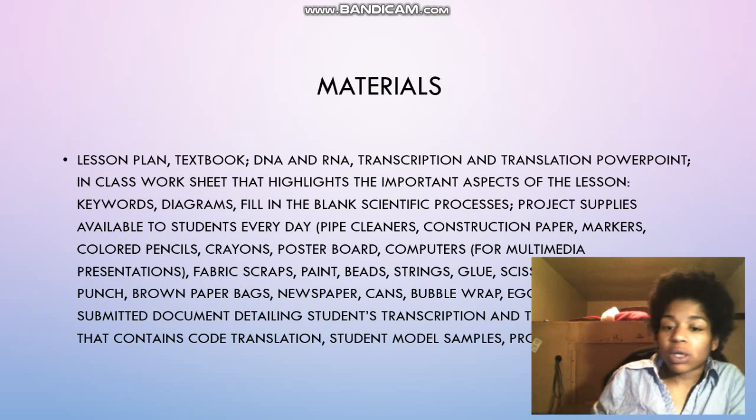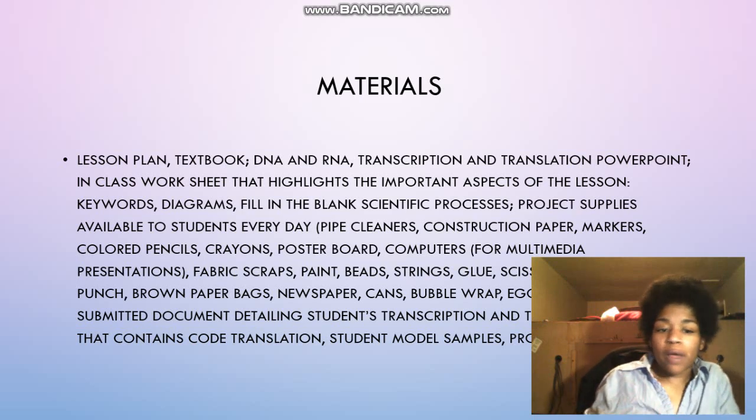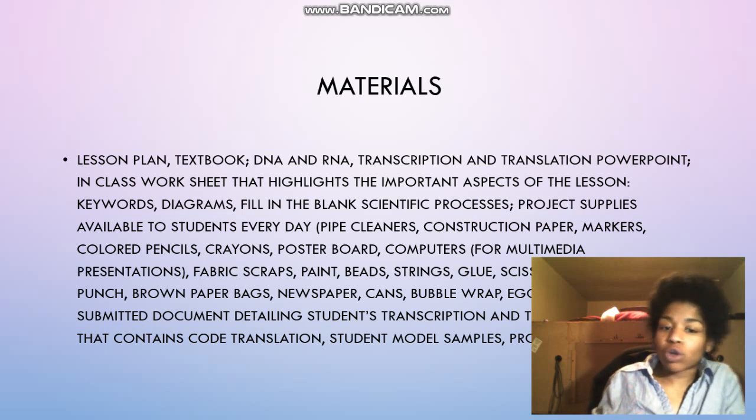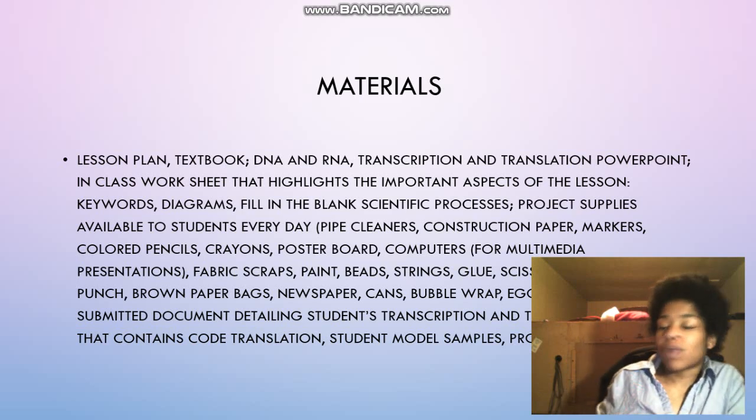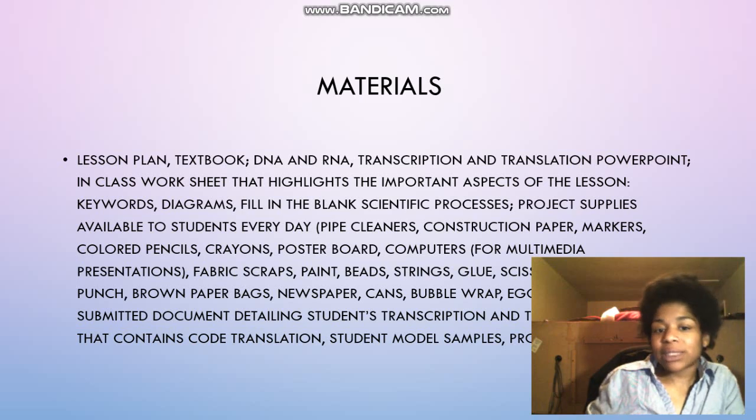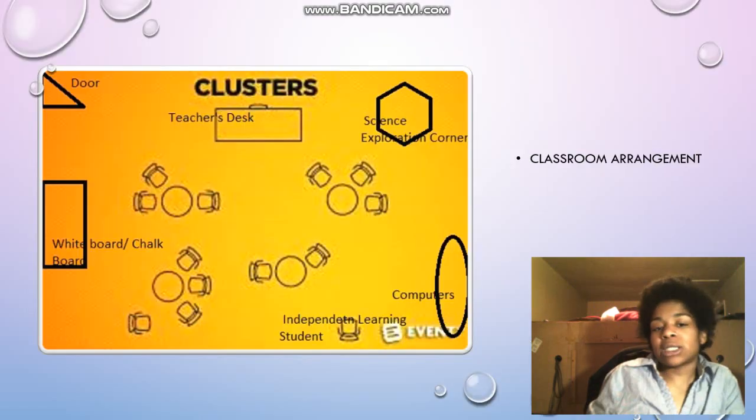My materials are based on what students will already have at their desk, such as their daily constructing supplies, such as pipe cleaners, markers, colored pencils. I always feel like science is big on kinesthetics, so to have something that students can put into action, take these words and make them into action, I always like to have that type of supplies available. But then you also want to have your lesson plan, textbook, DNA and RNA transcription and translation PowerPoint, the worksheet, rubrics, and anything that associates with the lesson itself.